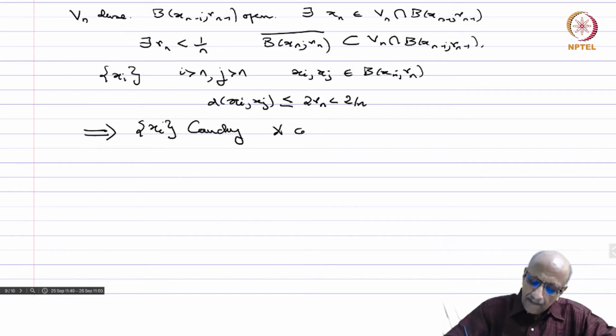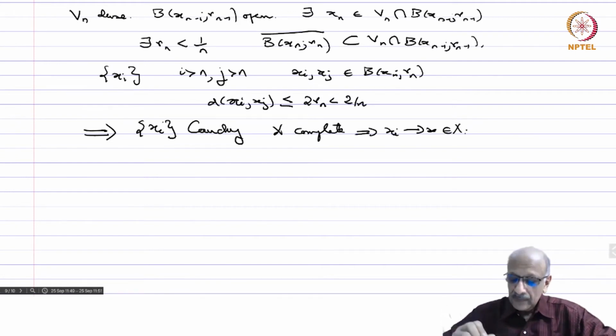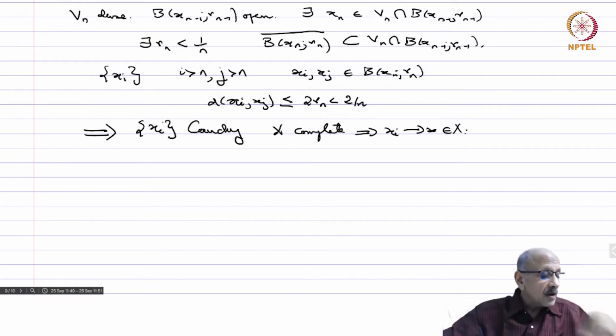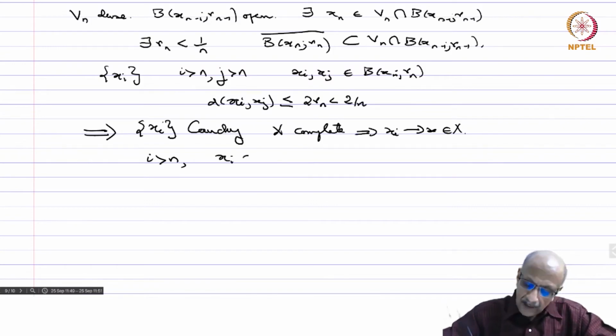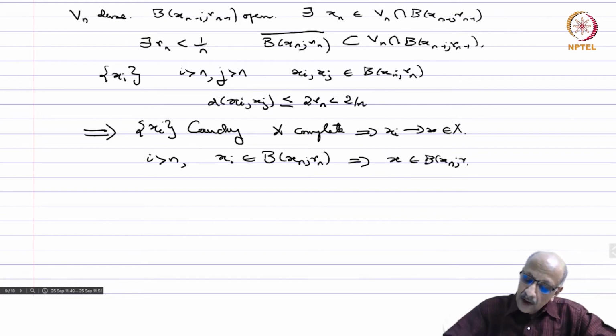And X is complete, so we have used all our hypotheses. So this implies x_i will converge to some x belonging to X. Okay, so we have found a candidate, and now for any i bigger than n, we have x_i belongs to B(x_n, R_n), and therefore all the x_i's converge to x, so x belongs to the closure of B(x_n, R_n), which is contained in V_n.